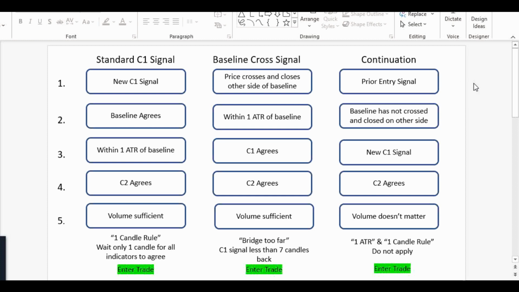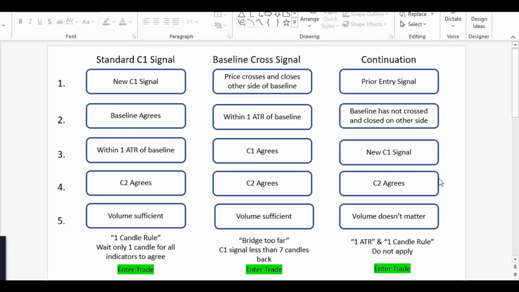Finally, we have continuation. So with a continuation trade, you would have had a prior entry signal. And then maybe that signal has stopped or you didn't get in it, whatever the case may be. So the biggest rule with a continuation trade is the baseline cannot cross and close on the other side. The price cannot cross on the other side of the baseline. So it is still on that same side as your trade. In this case, we get a nice, fresh, new C1 signal.